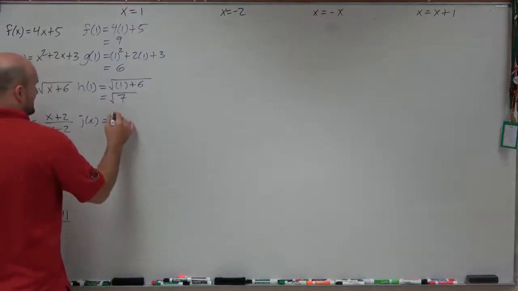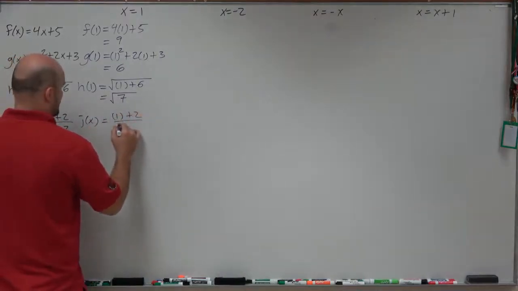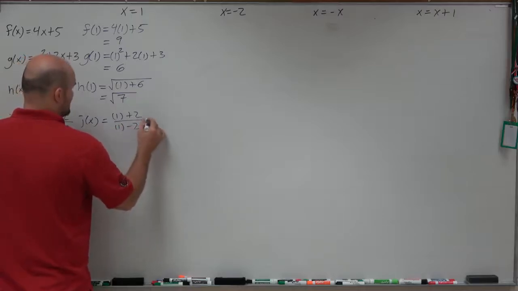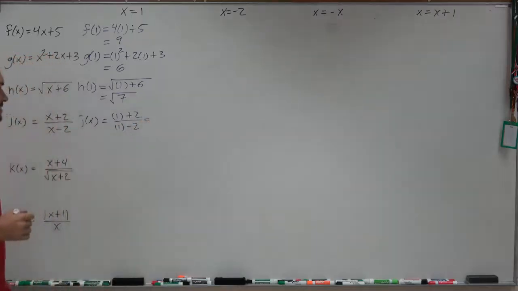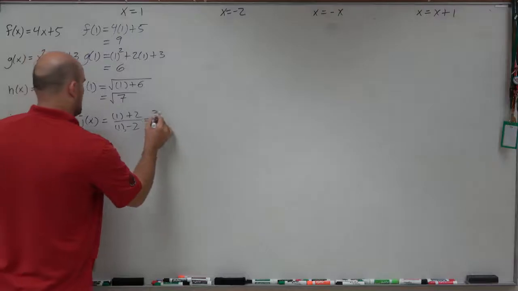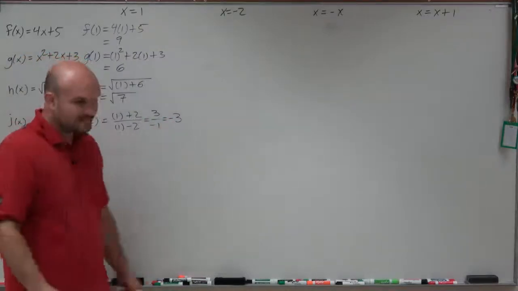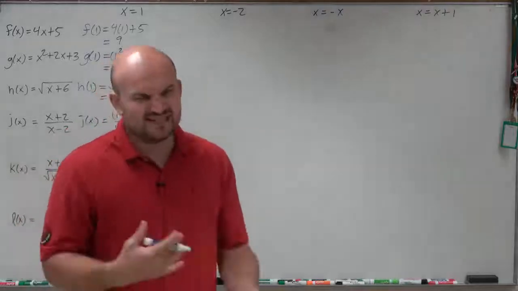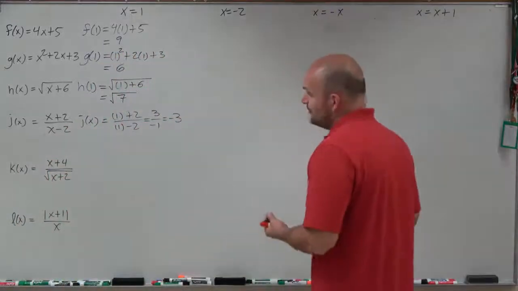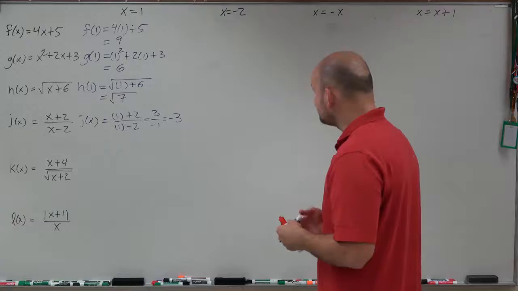J of x is going to equal 1 plus 2 over 1 minus 2. We'll just put my answers over here. 1 plus 2 is 3. 1 minus 2 is going to be -1, so that equals a -3. And the main important thing is to go ahead and simplify these as much as possible as needed.